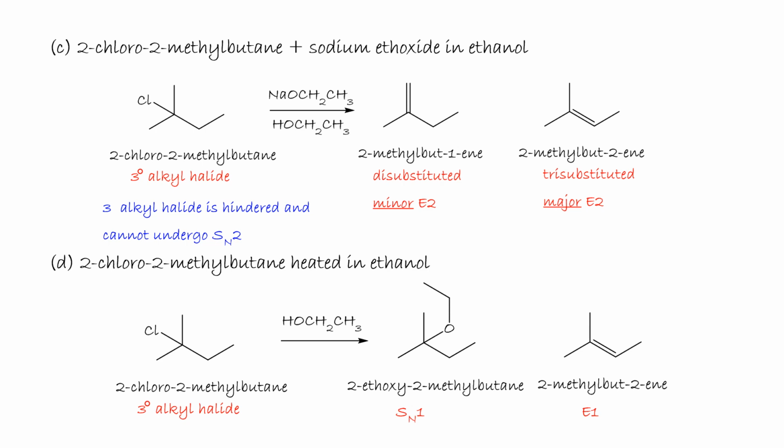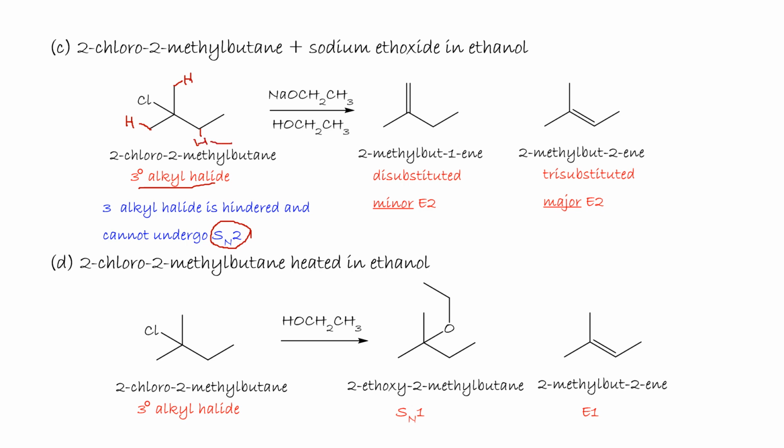2-chloro-2-methylbutane with sodium ethoxide. You have a tertiary alkyl halide. Tertiary alkyl halide is hindered and cannot undergo SN2 reaction. So it will be E2, either this hydrogen and the same, and this one, they are the same methyl group on the same carbon, and this hydrogen.